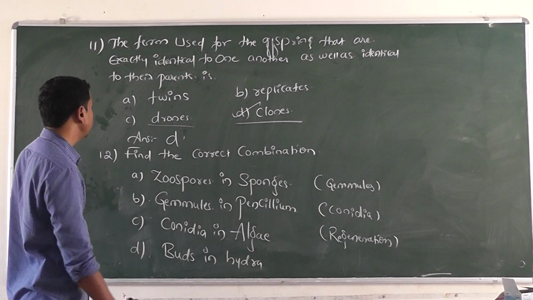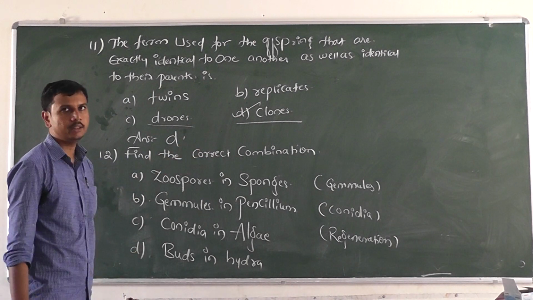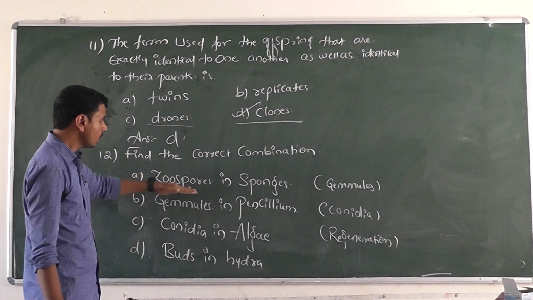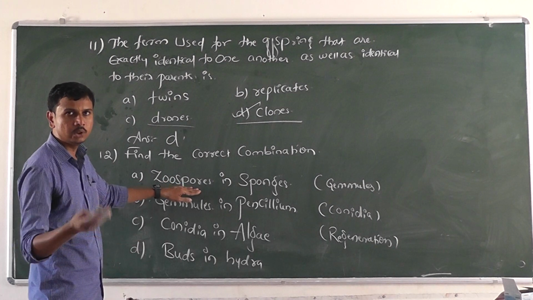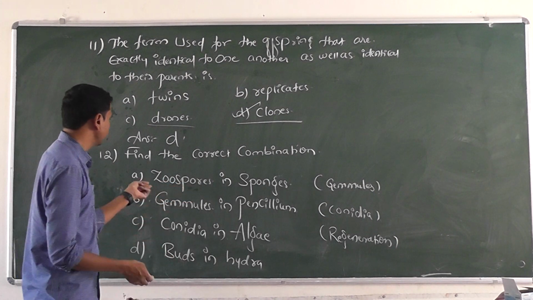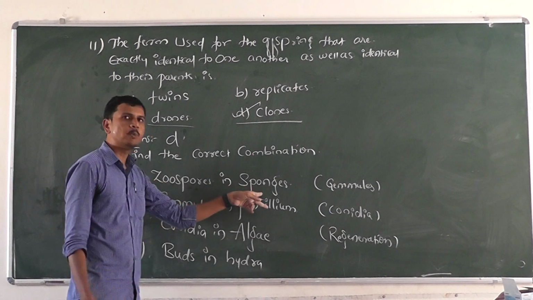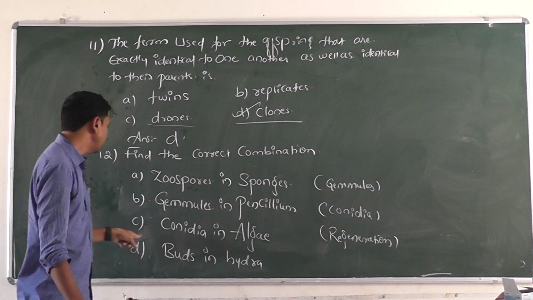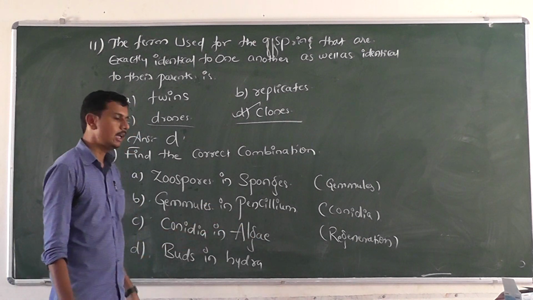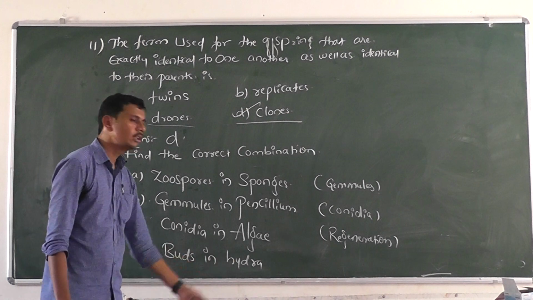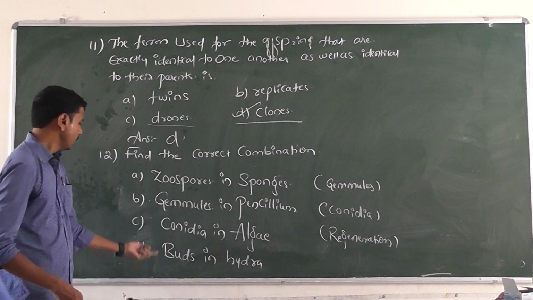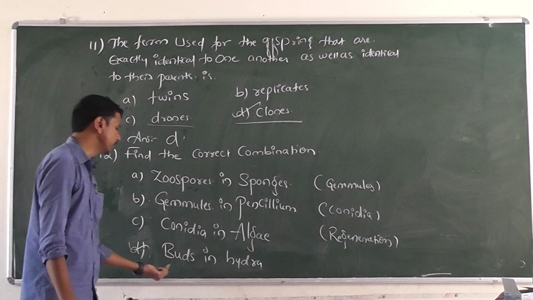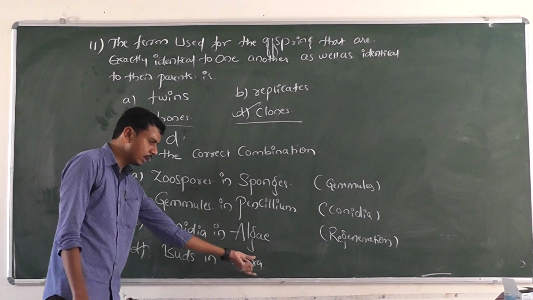Question number 12: find the correct combination, showing how offspring are produced, through zoospores or some other form. A, zoospores in sponges; B, gemmules in penicillium; C, conidia in algae; and D, buds in hydra. The right answer here is option D, buds in hydra. This is the correct combination.